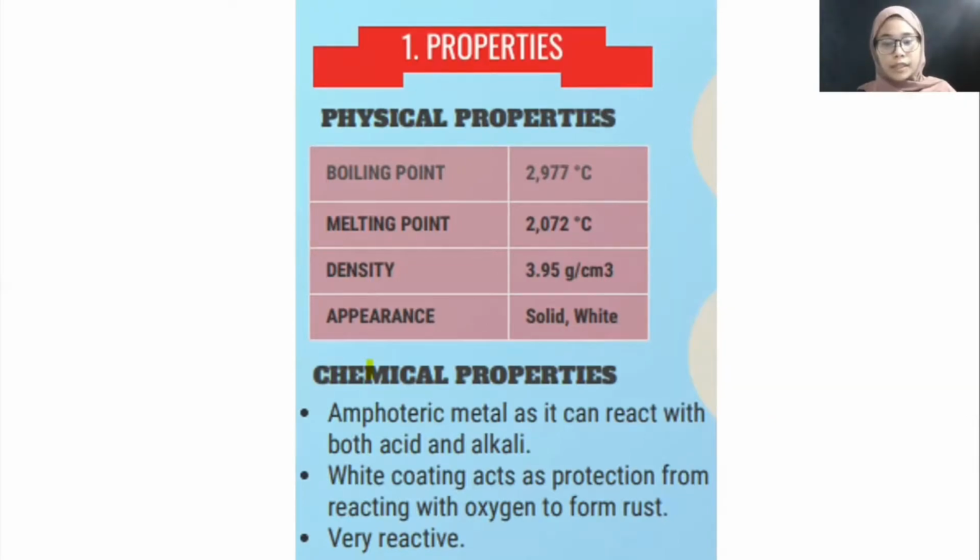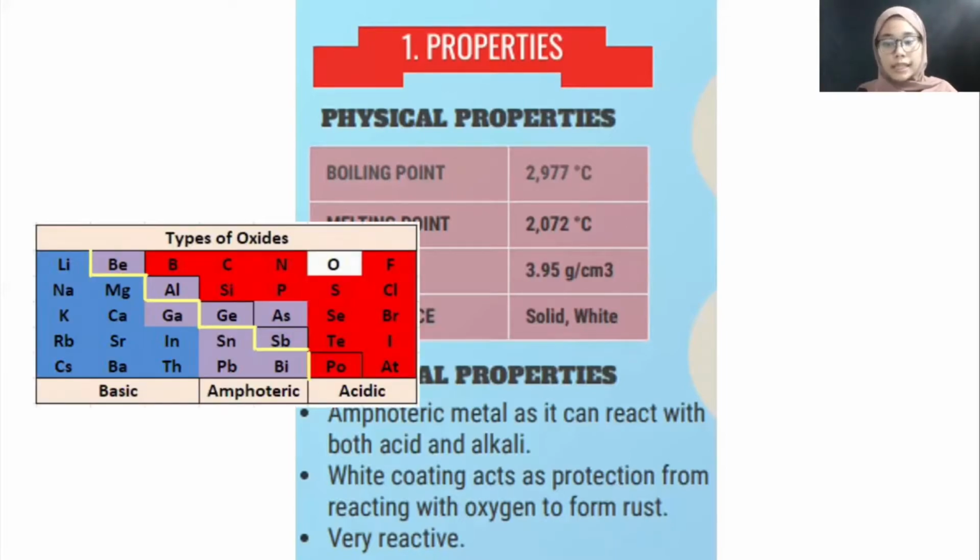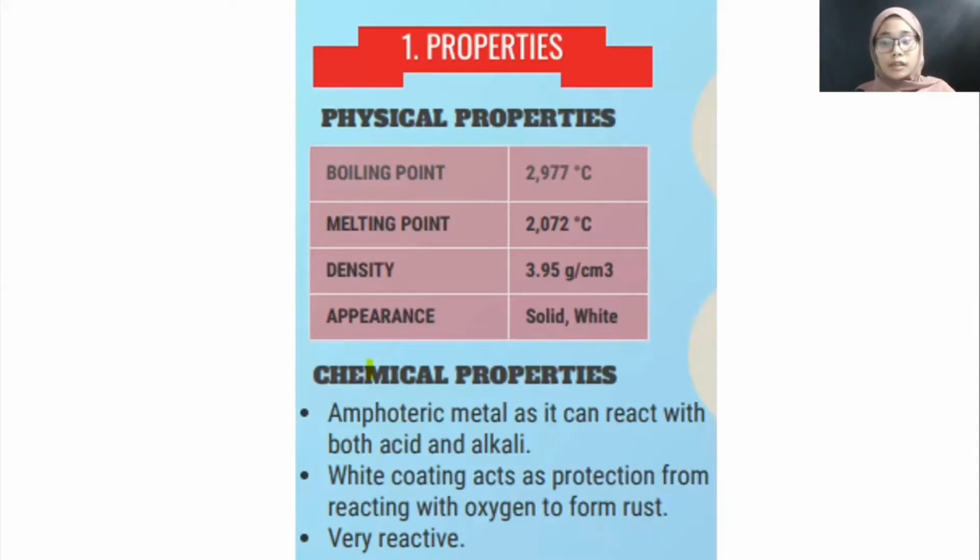Chemical properties. Aluminium oxide is an amphoteric metal oxide as it can react with both acid and alkali. On the surface of aluminium, there is a white coating. The white coating is called the oxide of the aluminium. It acts as protection from the aluminium reacting with oxygen to form rust.